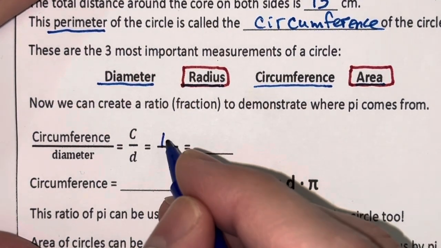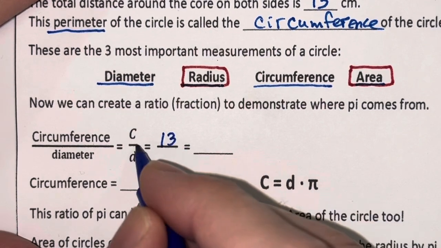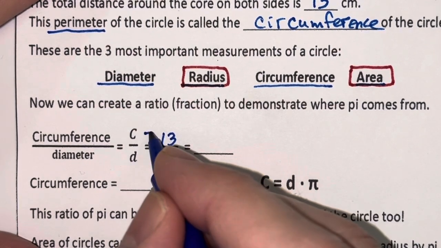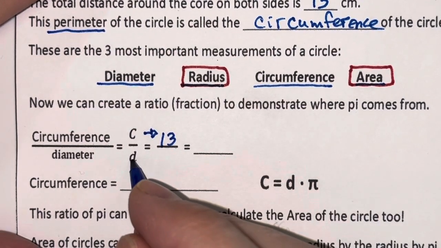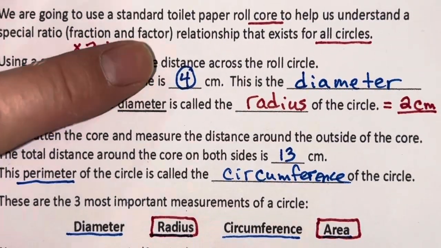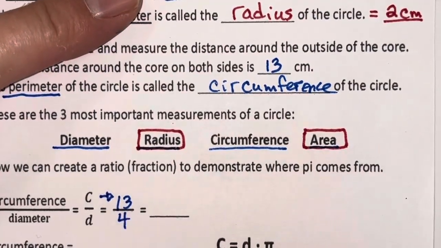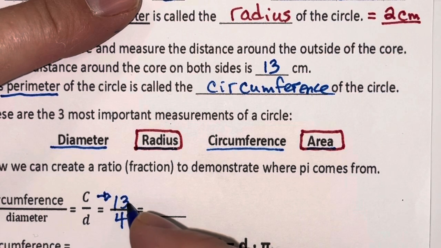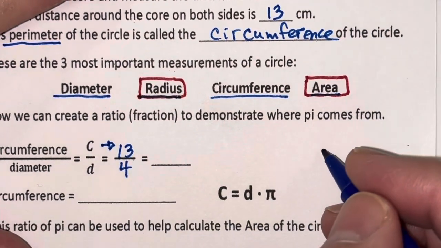So this is going to be 13. 13 was the circumference, and the diameter was 4. All right, so now we're going to do 13 divided by 4.